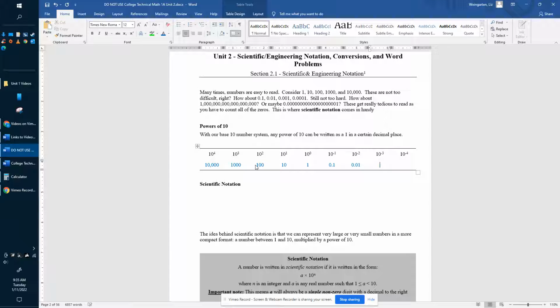Sorry, my finger is in the wrong place. 10 to the negative 3 is 0.001. 10 to the negative fourth is 0.0001. So do you see a pattern here? When we talk about positive exponents, we have 1 followed by the number of zeros that are found in the exponent. So this guy has 4 zeros and has 4 in the exponent. 3 zeros, 3 in the exponent. So look at the number 1. It has 0 zeros and a 0 in the exponent.